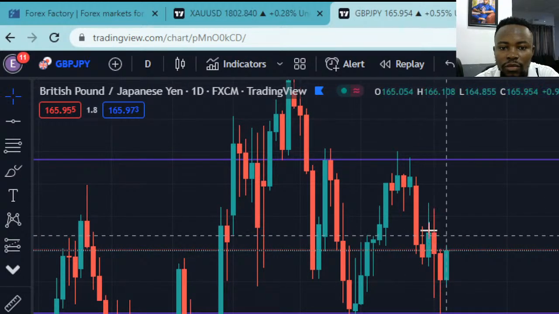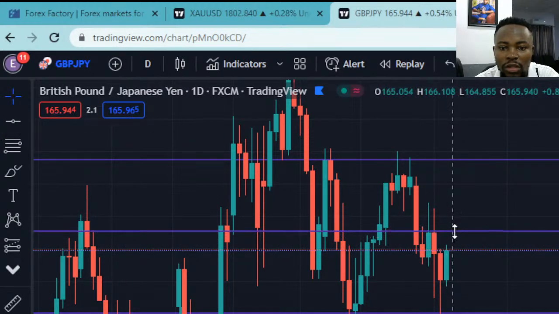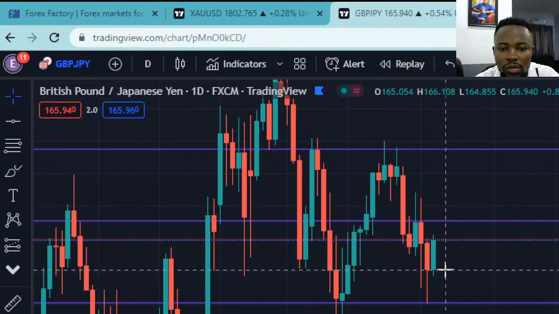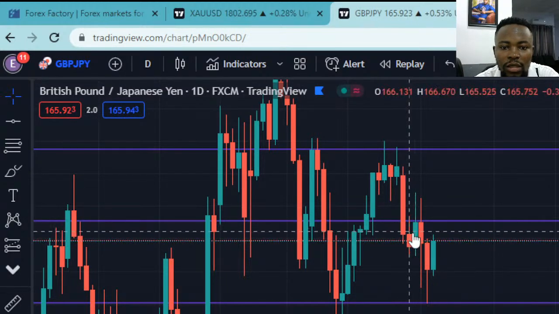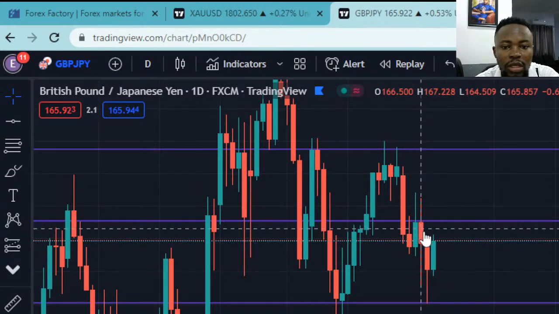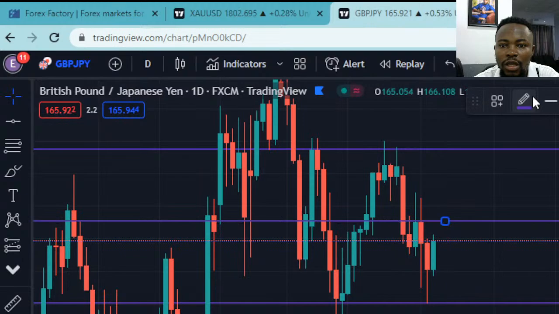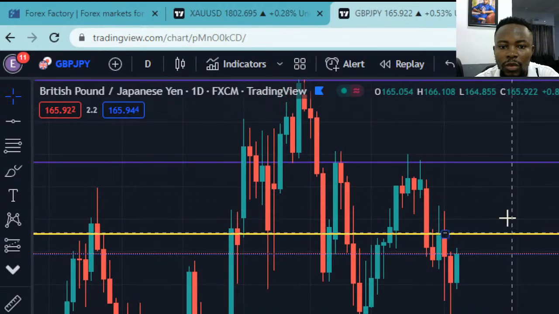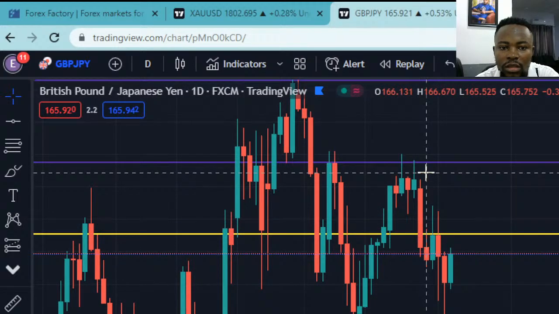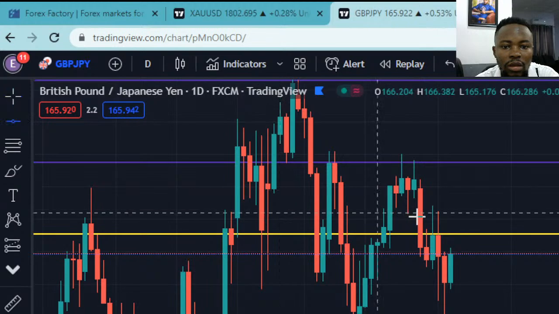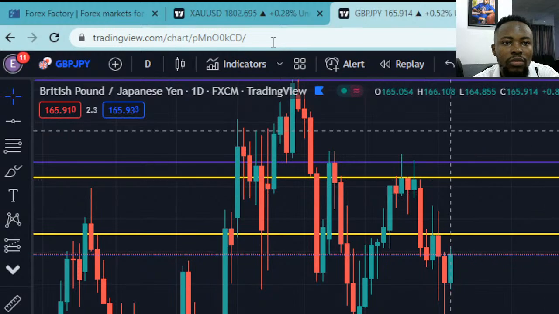Also we have another resistance here. Sorry, we have a resistance here because this candle came down and we had a strong bullish candle. After this red candle printed, automatically there becomes a resistance. So we'll identify here on the daily as our most recent resistance, and we could identify here as our most recent resistance going up too, right?